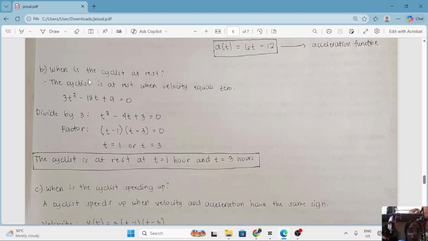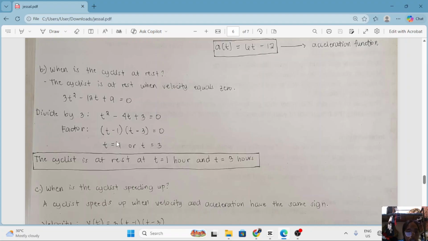Alright, we have B. When is the cyclist at rest? The cyclist is at rest when velocity equals 0. So we need to equate our original function to 0. We notice that 3, 12, and 9 are factorable, can be divided by 3. So let's divide by 3 to get the simplified version: t squared minus 4t plus 3 is equal to 0.